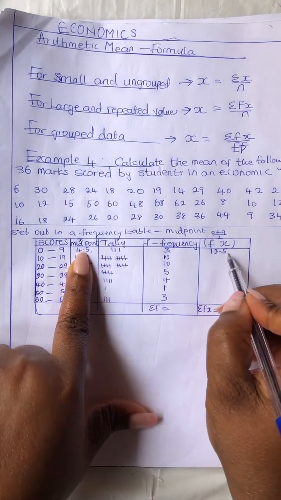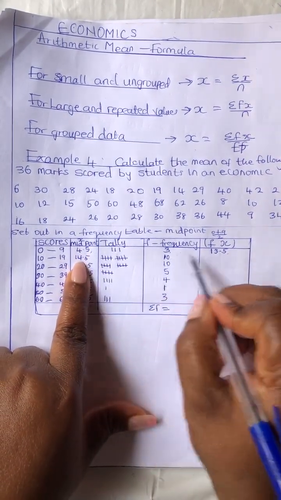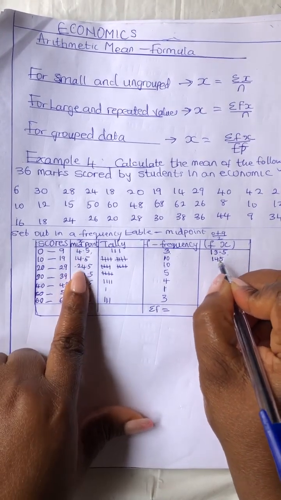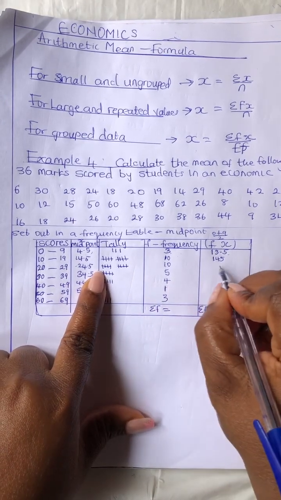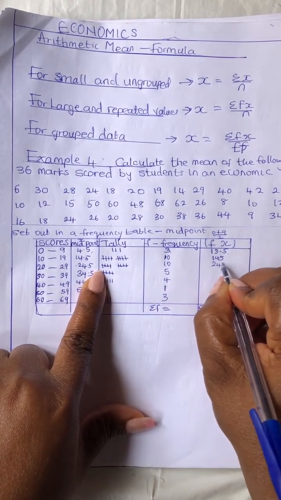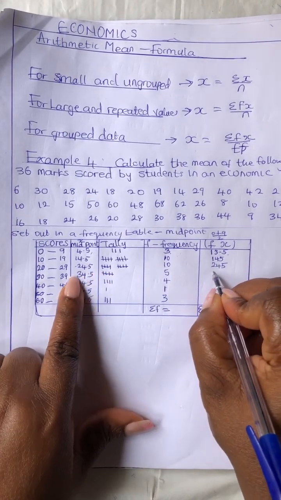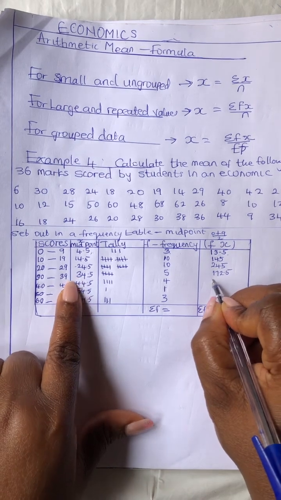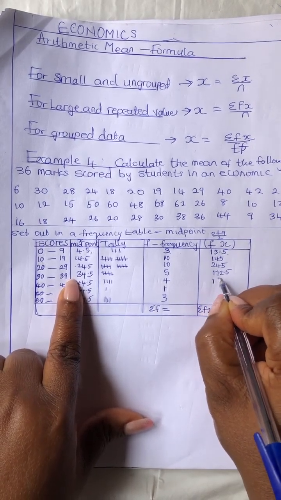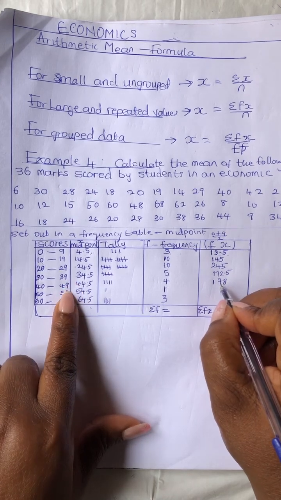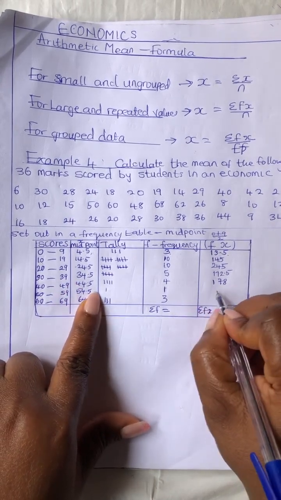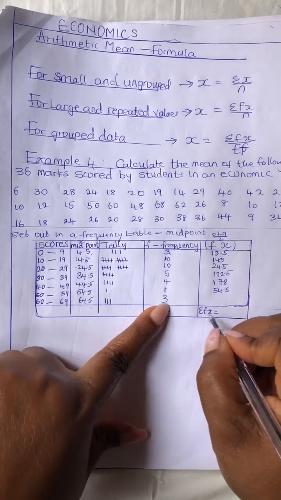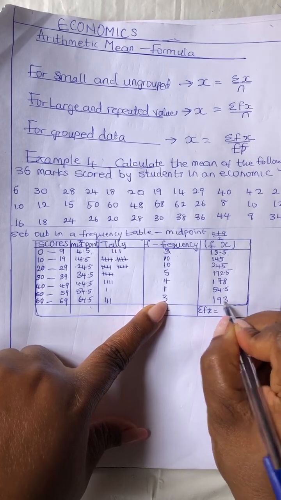That then gives us 4.5 times 3, which is 13.5. 14.5 times 10 will give you 145. 24.5 times 10 will give you 245. Then this gives you about 172.5. Then we have 178. 54.5 times 1 will give you 54.5, and then this times this gives you 193.